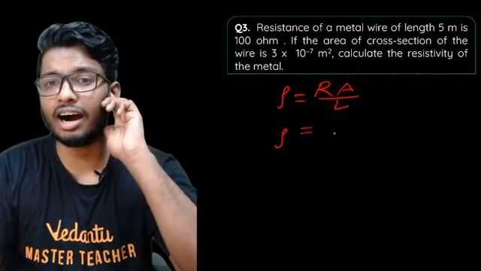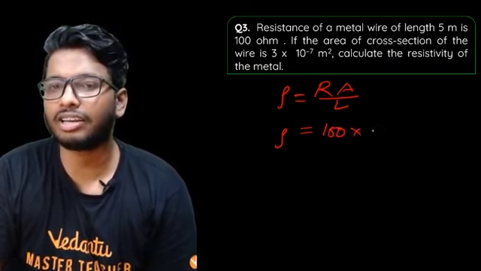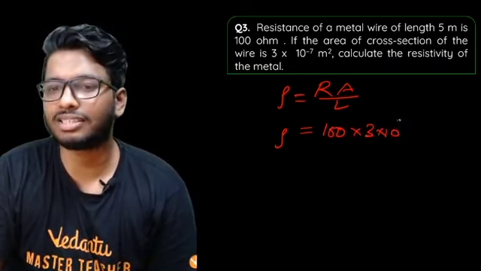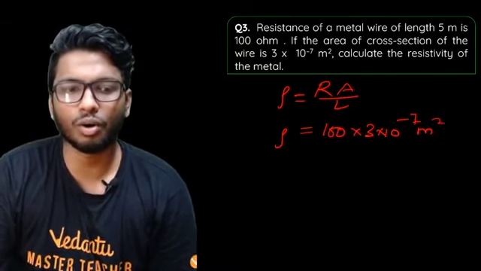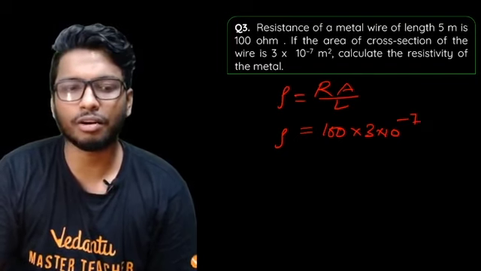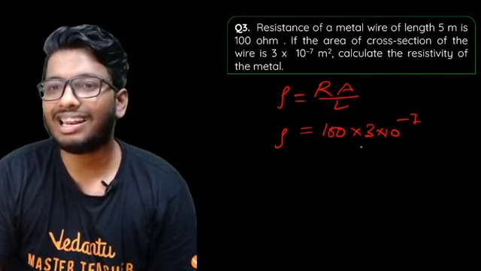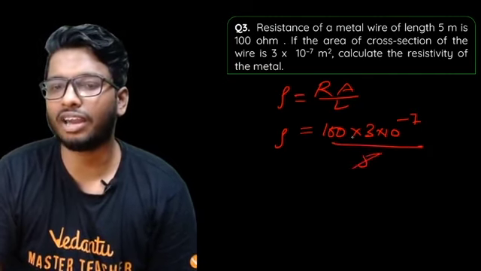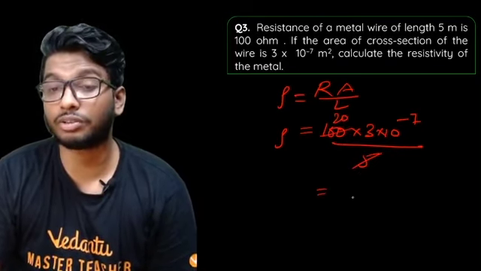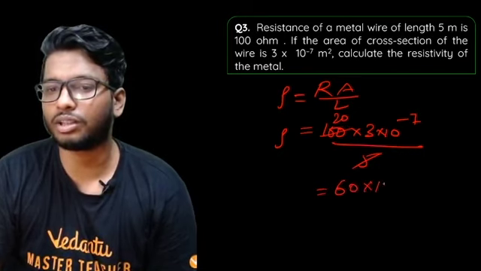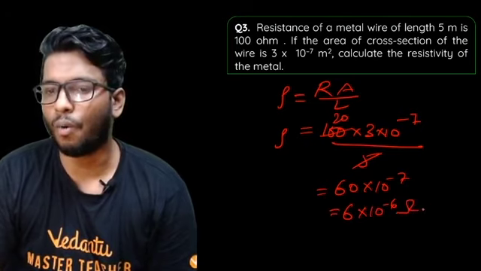Substitute the values over here. The resistance offered is 10 ohms. So 10 into the area, which is 3 into 10 to the power of minus 7. I'll just remove the unit because you guys know already what it is. And also the length of the conductor is 5 meters. So 5 into 2 is 10, so that'll be 2 into 3 is 6, so 60 into 10 to the power of minus 7, which can be written as 6 into 10 to the power of minus 6 ohm meter.